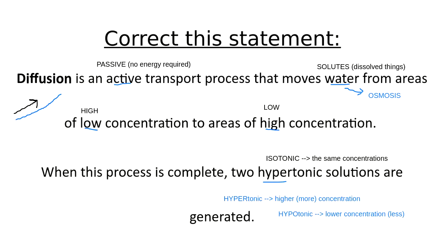So let's review what this statement should say. This statement should say, let me get my pointer out here, diffusion is a passive transport process that moves solutes from areas of high concentration to areas of low concentration. When the process is complete, two isotonic solutions are generated. Okay, so that's our first reminder, how the process of diffusion works.